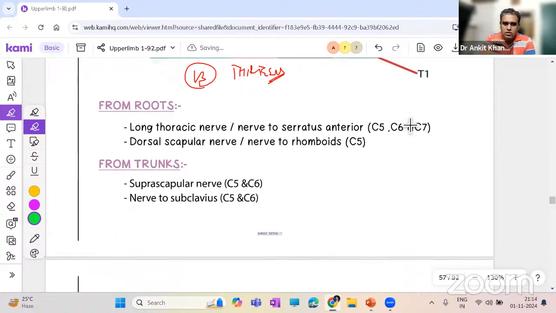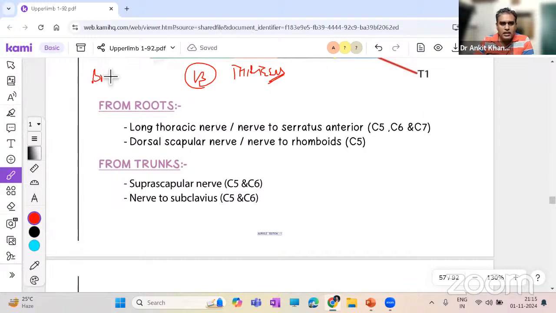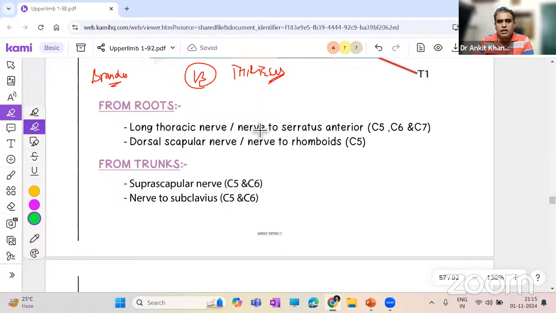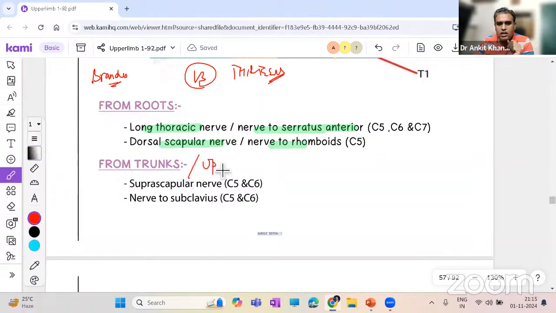Now, these are all the names of the branches, and I will be highlighting them for you. From the root, 2 branches: long thoracic nerve or nerve to serratus anterior, that is branch number 1. Second is the dorsal scapular nerve or nerve to rhomboids. From the trunk, 2 branches. Which trunk? Only the upper trunk gives the suprascapular nerve and the nerve to subclavius. So 2 from root, 2 from trunk, and the middle and lower trunks don't give any branches.